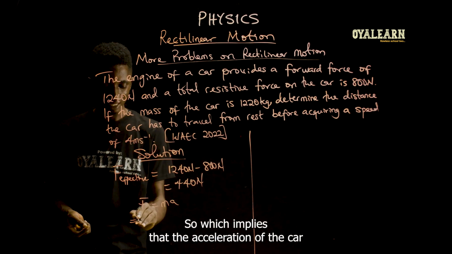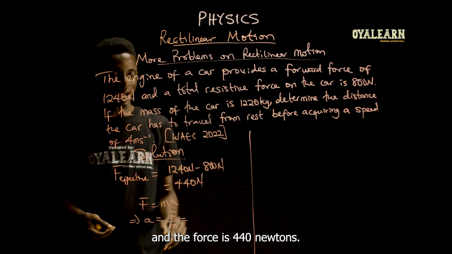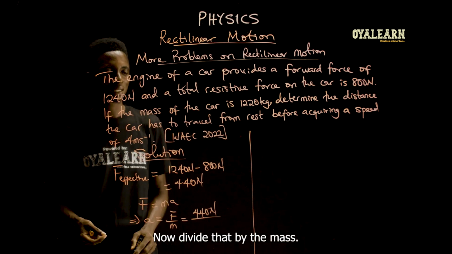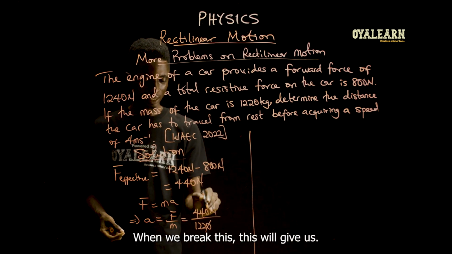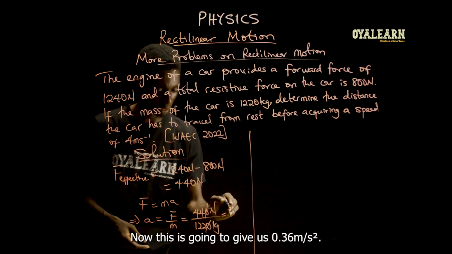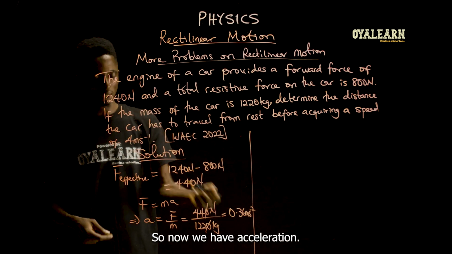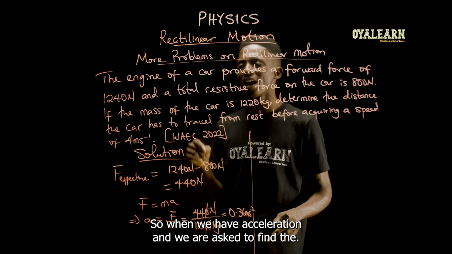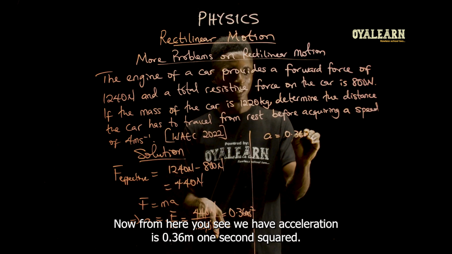So, which implies that the acceleration of the car is the force divided by mass. And the force is 440 newtons. Now, divided by the mass of the car is given as 1,220. Okay? When we break this, this is going to give us 0.36 meter per second squared. So now we have acceleration, which is 0.36 meter per second squared.